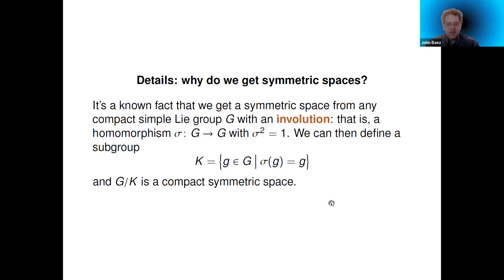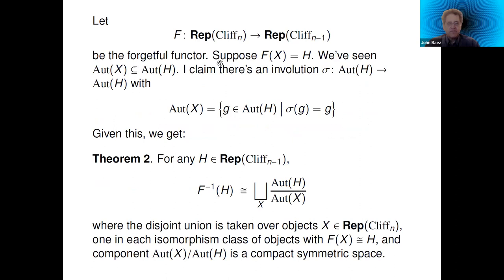So now I want to, the point is that if you have this forgetful functor between categories of star representations of Clifford algebras, I'll pick a representation of Cliff N, I'll forget it down to a representation of Cliff N minus one. And then we'll have a group running around in the subgroup.